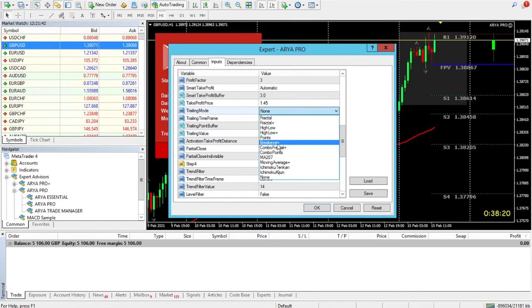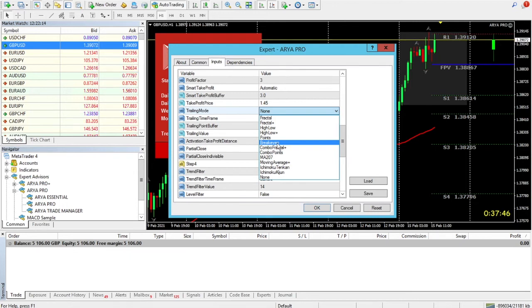Next we have the break-even. You can choose a percentage in the activation take profit distance. Once this percentage has been reached by the market, your break-even trailing mode will be activated and your stop loss will move to 1% above if you're buying or 1% below if you're selling your entry price.